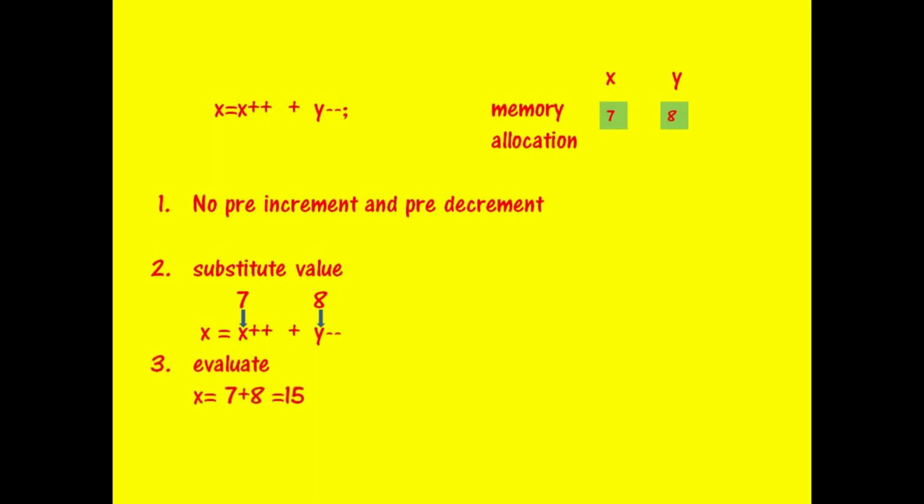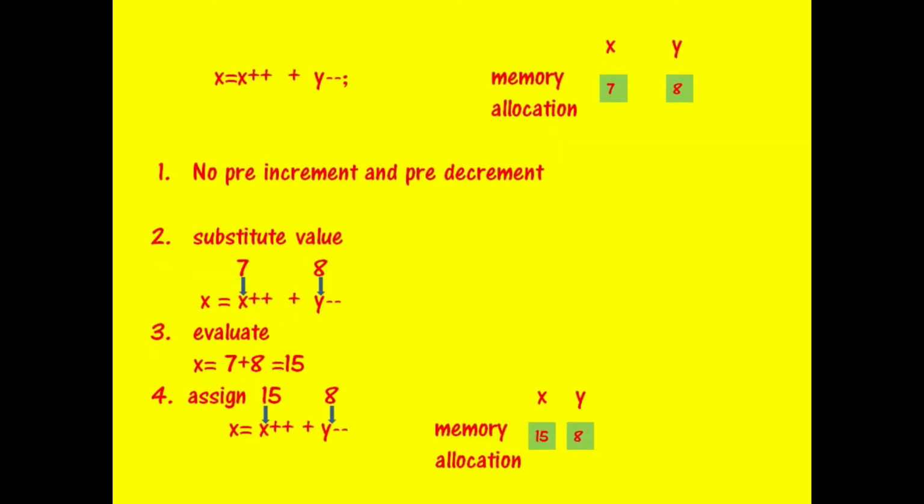Third step, evaluate. x equals 7 plus 8, that is 15. So here x value is 15. Fourth step, assign the value. So here x value is now 15 and y value is 8.